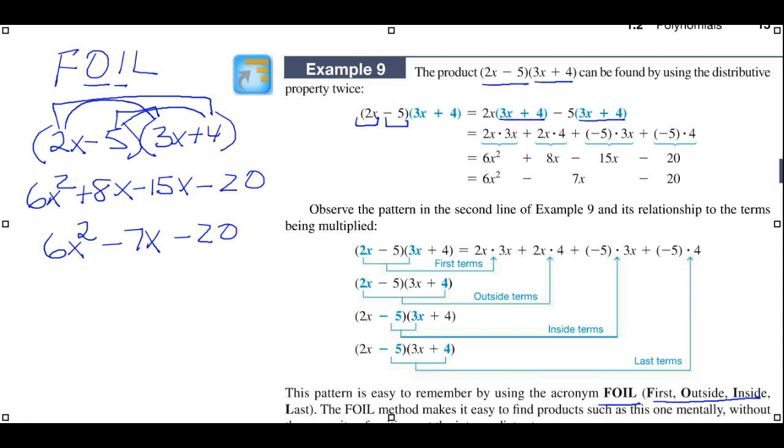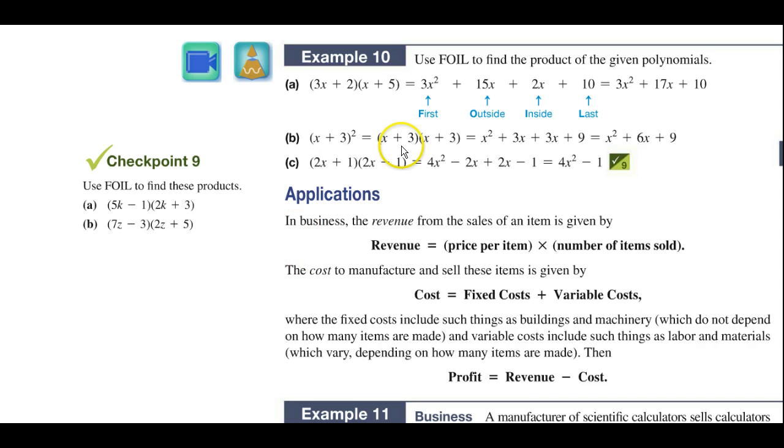Okay, so we anticipated that in the FOIL, and of course you'll have examples to do here as well. But I do want to mention 2 special products here. This one, in which we square a binomial.